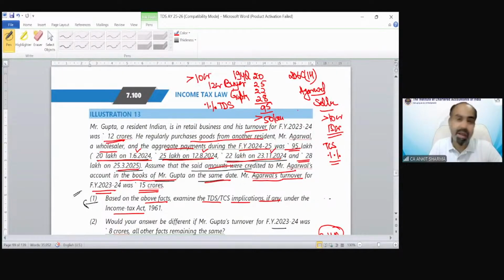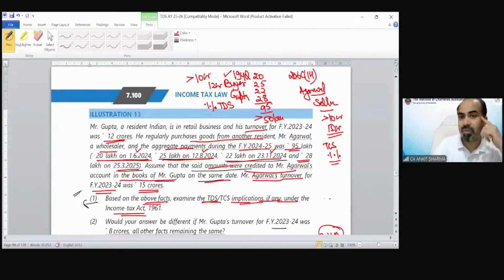So if both are applicable, then which one will prevail? Section 194Q. So the first question was, based on the above facts, examine the TDS, TCS implication, if any, under the Income Tax Act. So we will write it down. Both sections are applicable, but because 194Q has a prevailing effect, we will deduct TDS in this case.